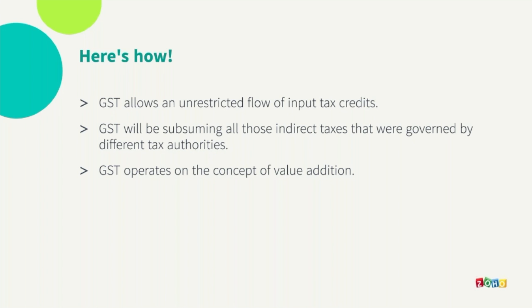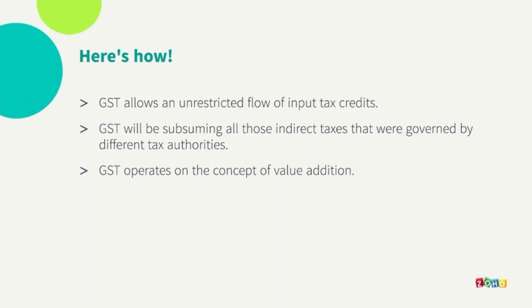And further to this, GST is going to be subsuming all those 17 and odd indirect taxes that were governed by different tax authorities. So now manufacturers have to deal with only one tax authority which is governing the GST. And the good news is the paperwork is going to be uniform throughout the country, and so it's actually going to simplify a lot of stuff and then clear up the way for manufacturers, and so it's going to be better in a multitude of ways.